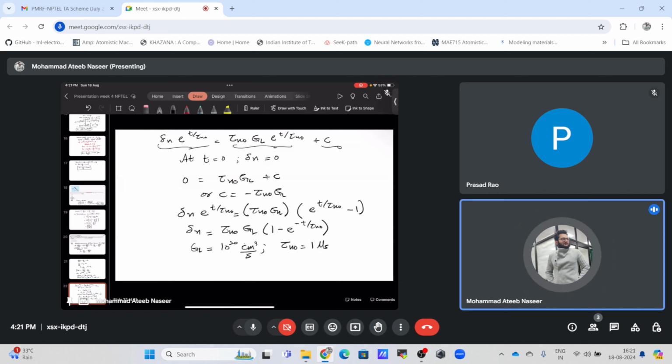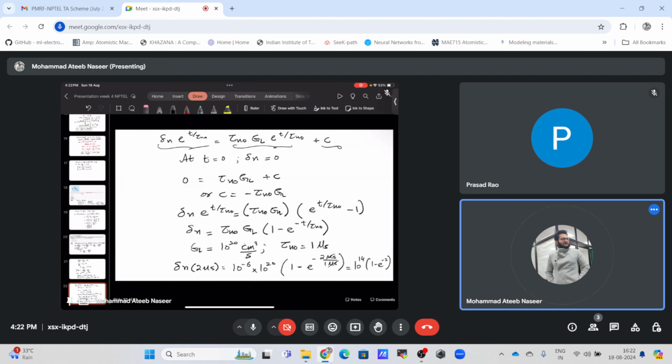So we have both these values, so we can clearly say that this delta n, the excess carrier concentration at 2 microseconds, is simply 1 microsecond, which is 10 to the power of minus 6, into 10 to the power of 20 per centimeter cube, times 1 minus exponential of minus 2 microseconds divided by 1 microsecond. So microsecond and microsecond will cancel. So it will be 10 to the power of 14 times 1 minus exponential of minus 2.